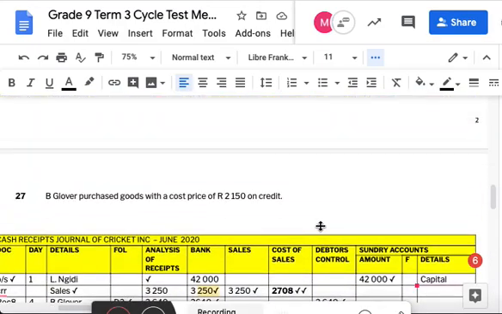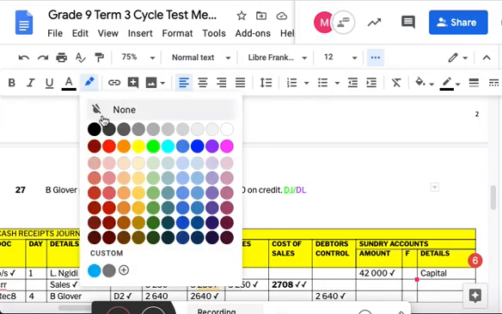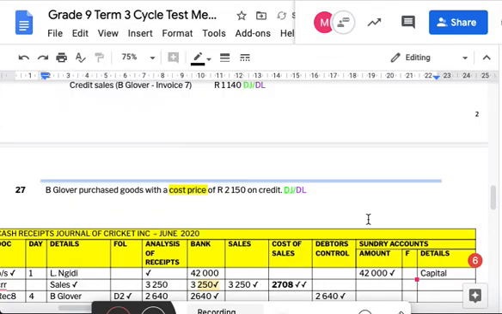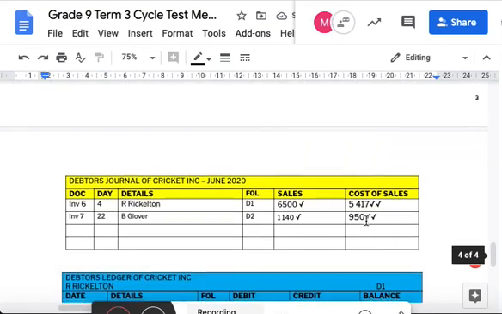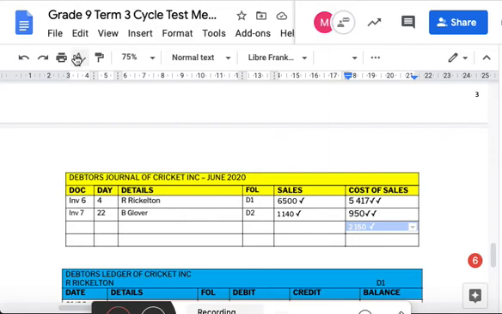If we look at the last transaction, on the 27th, B Glover purchased more goods with a cost price of 2,150 Rand on credit. We look in the DJ and the DL. Importantly here, guys, they tell us it is the cost price of 2,150 Rand. If we go into our debtors journal, immediately we can actually put in our cost price of 2,150 Rand.